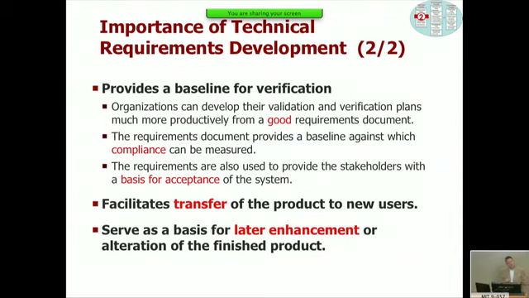And then even later, if you're going to do like a version 2 or a block upgrade, a next generation product, it's much easier to do when you have the clear requirements because it tells you what the original system or the earlier version was able to do or not do.